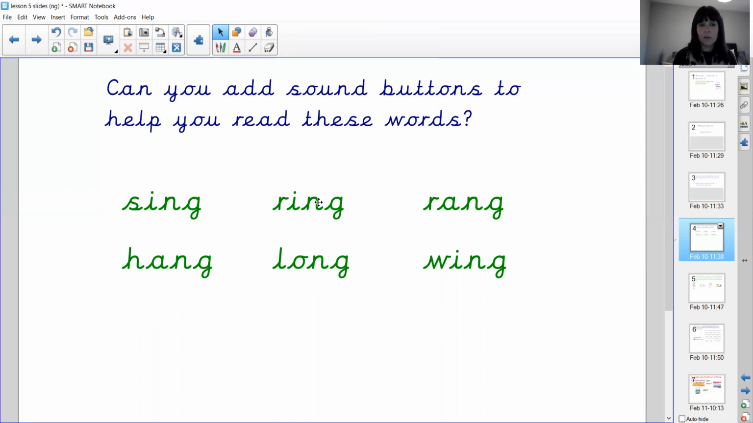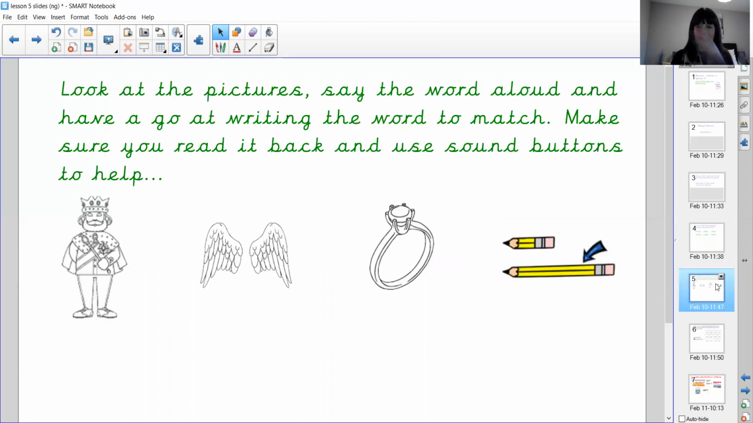And as you notice, all of these words, like in our flashcards, have the ng sound at the end. We'll always find that digraph at the end of a word. And, well, most of the time. And see if you can then find the word long. That's this one here, isn't it? Good job. Okay, right, we're going to try this little activity now.